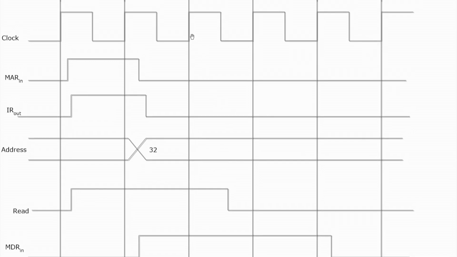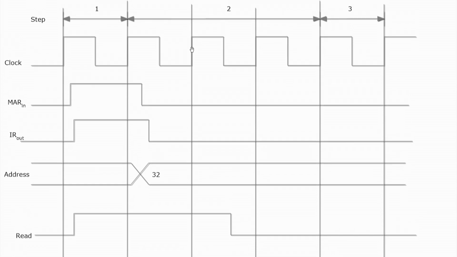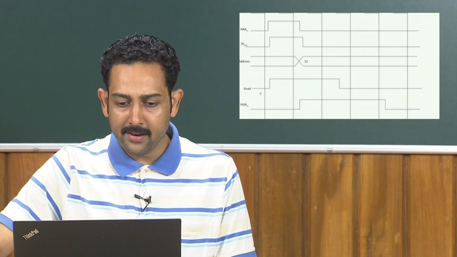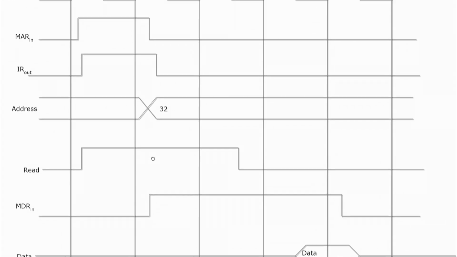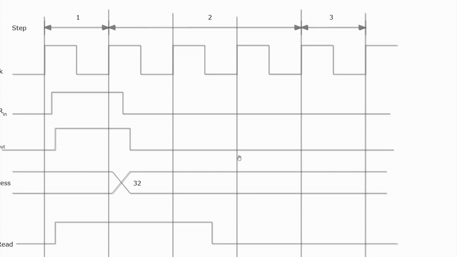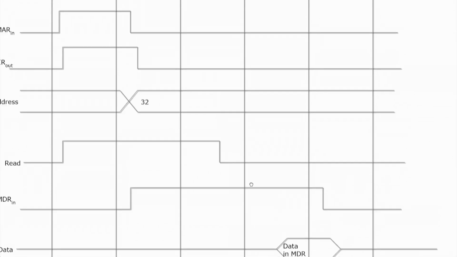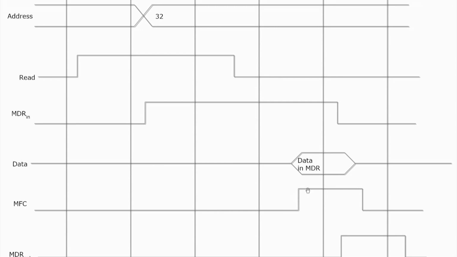So, in this clock edge the memory is fully configured to deliver the value of memory location 32 to the memory data register. The read signal was already there, and the MDR in signal was already set. Now, after this clock pulse the value will be fed to the memory data register because the signal is already 1. And only after this the MFC signal will be set high.